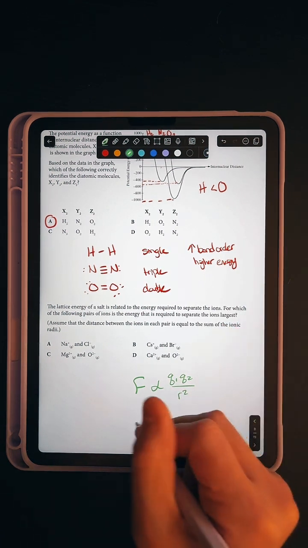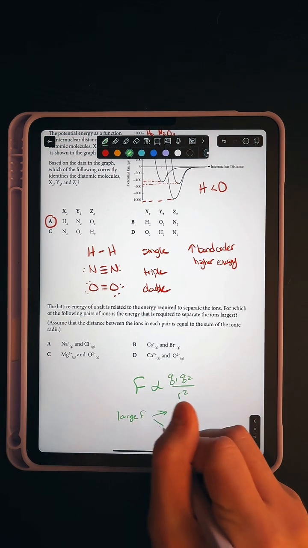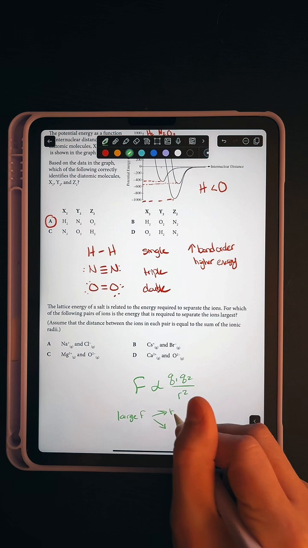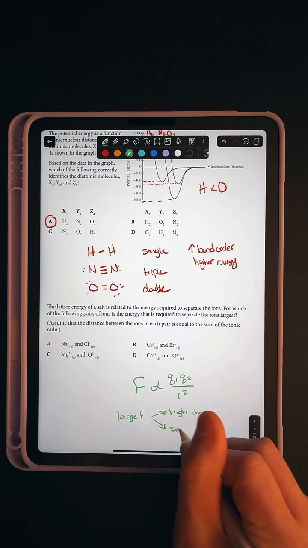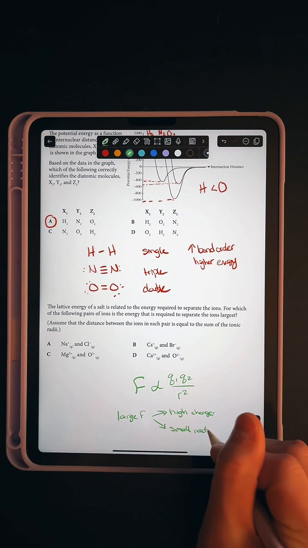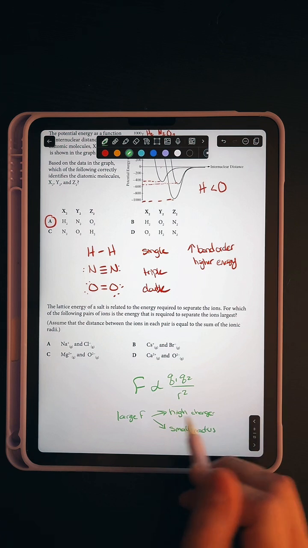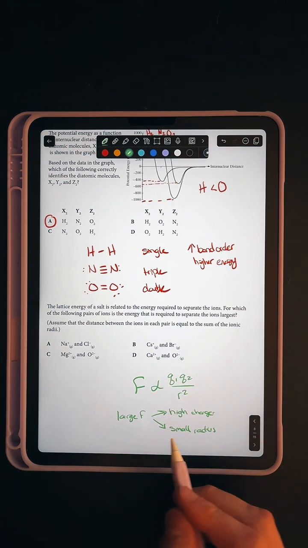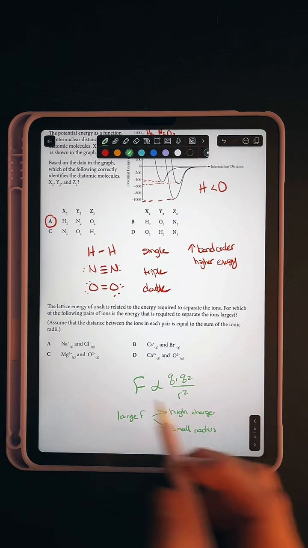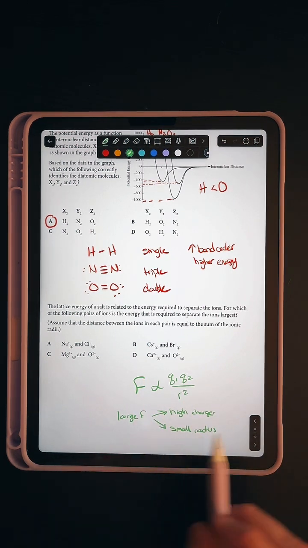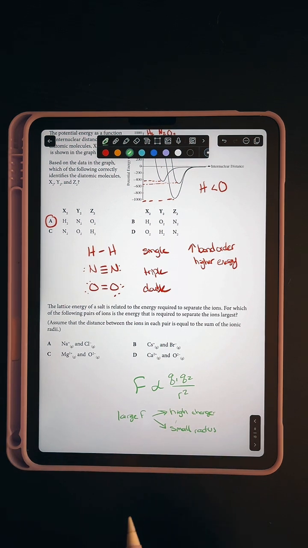If we're looking for a large F, then we want one of two things. We either want high charge, or we want small radius, or small atomic size. Because if we multiply larger charges together, we get a larger value, and if we divide by a smaller radius, we get an overall larger value. So we want either one of these things to be true, or both.